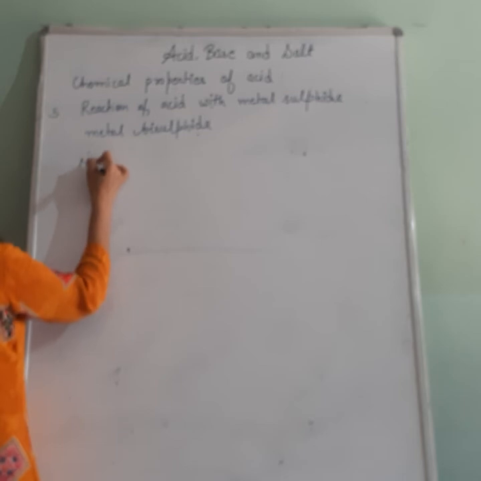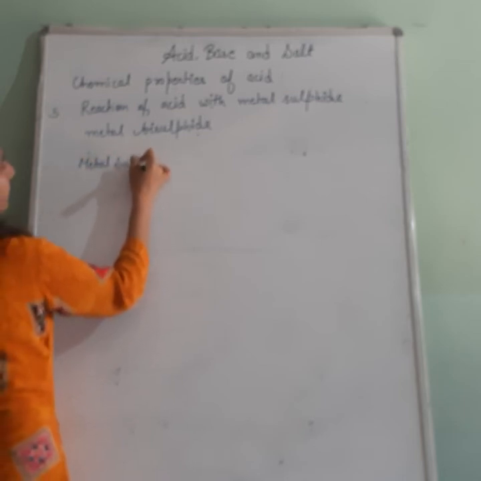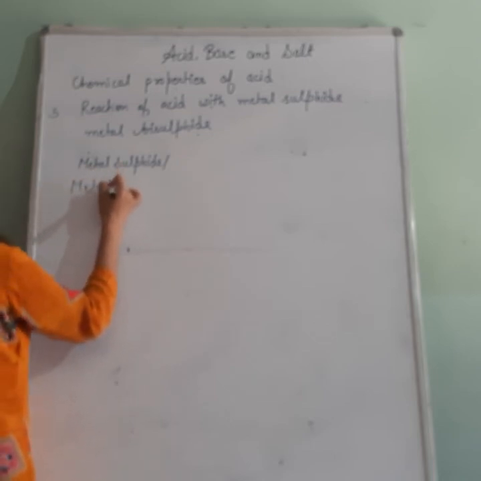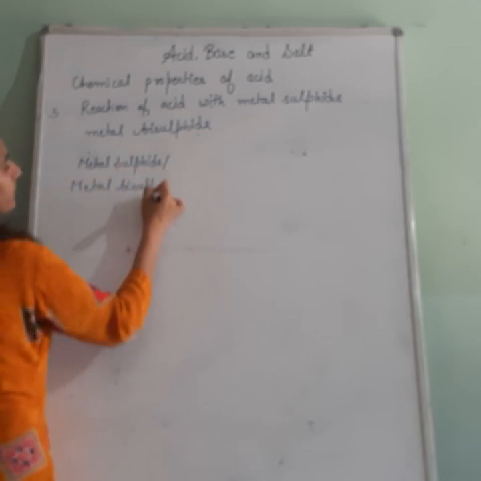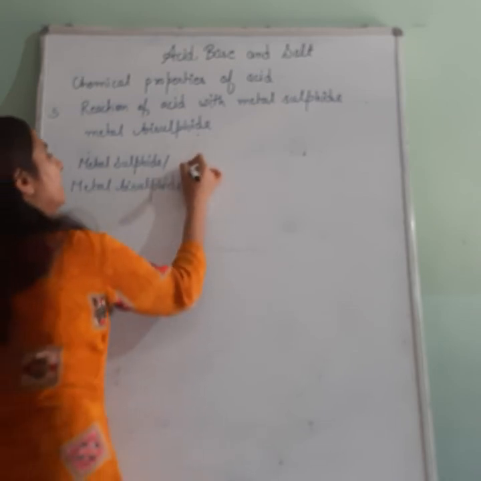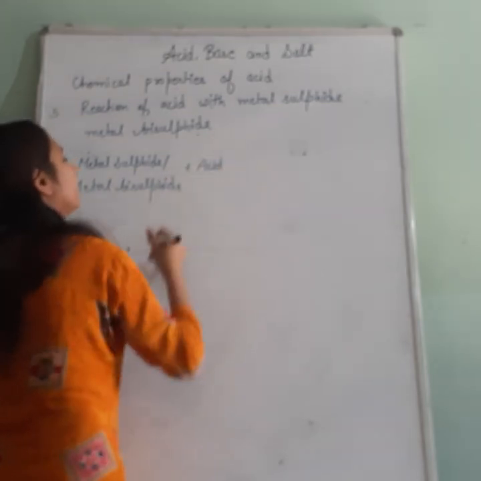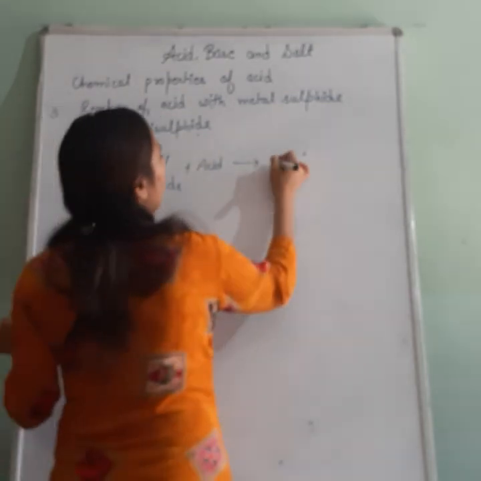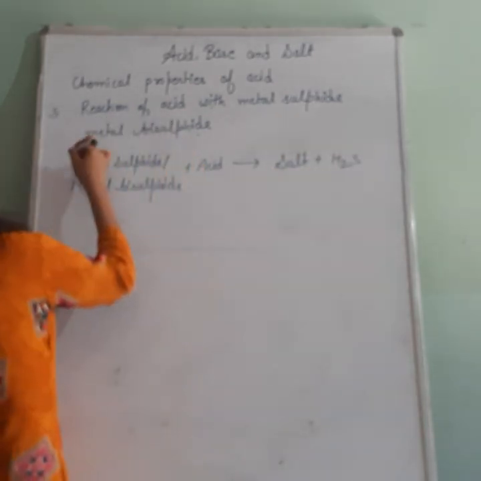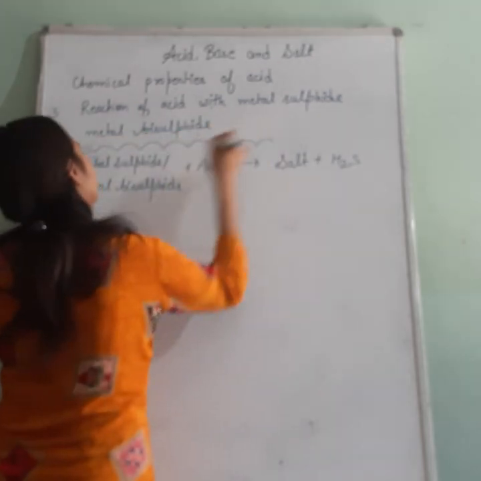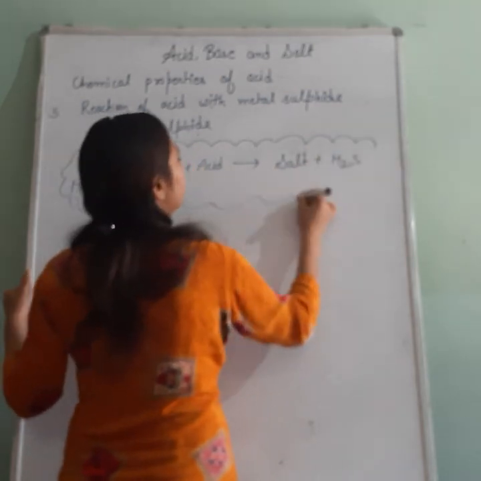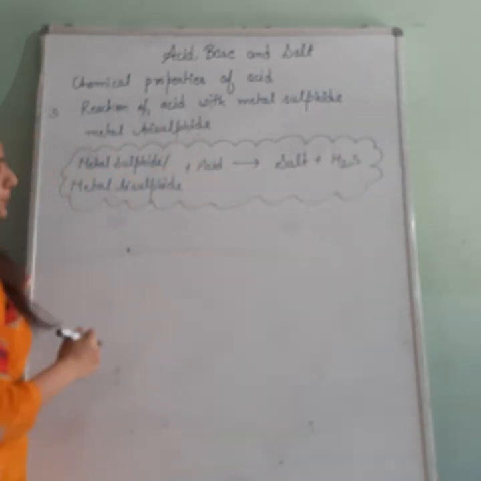When metal sulfide and metal bisulfide react with acid, this one forms salt plus hydrogen sulfide gas. This gives us salt plus hydrogen sulfide gas.